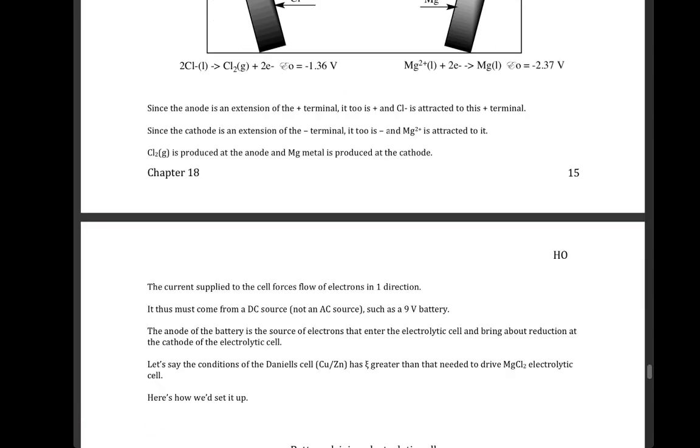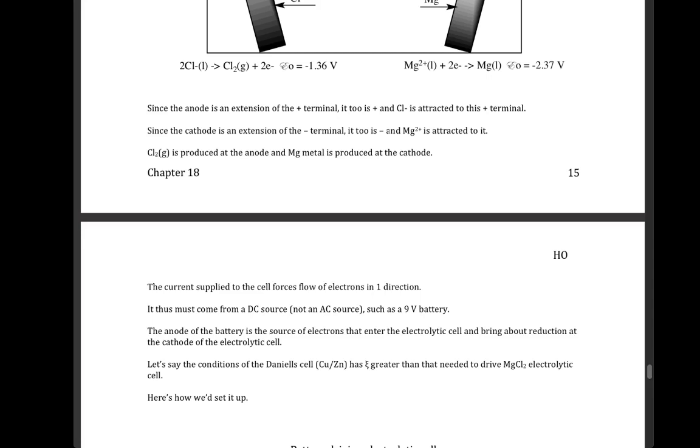Current supplied to the cell forces the flow of electrons in one direction, so that's done with the battery. It comes from a DC source, not an AC source, and it could come from, like, a 9-volt battery, for example. The anode of the battery is the source of electrons that enter the electrolytic cell and bring about reduction at the cathode of the electrolytic cell.